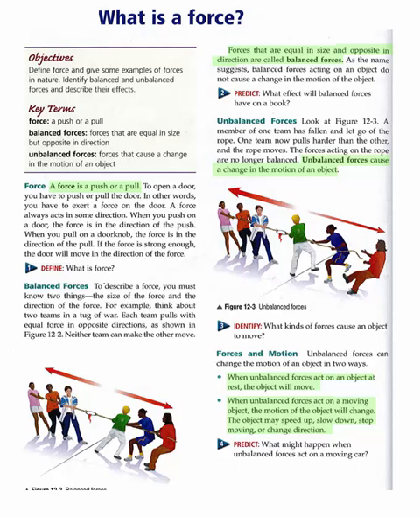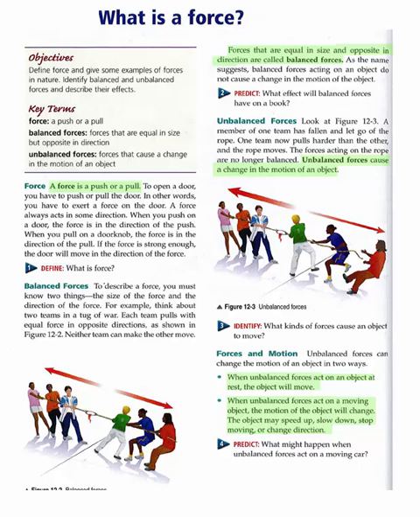Unbalanced forces. Look at Figure 12.3. A member of one team has fallen and let go of the rope. One team now pulls harder than the other, and the rope moves. Forces acting on the rope are no longer balanced. Unbalanced forces cause a change in the motion of the object. Identify: what kind of forces cause an object to move?